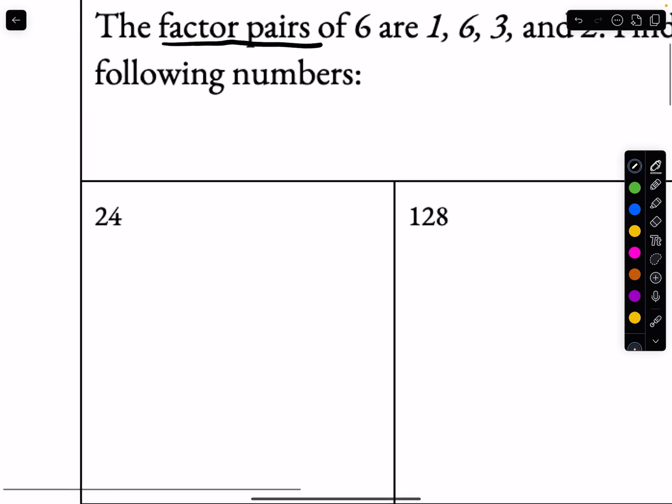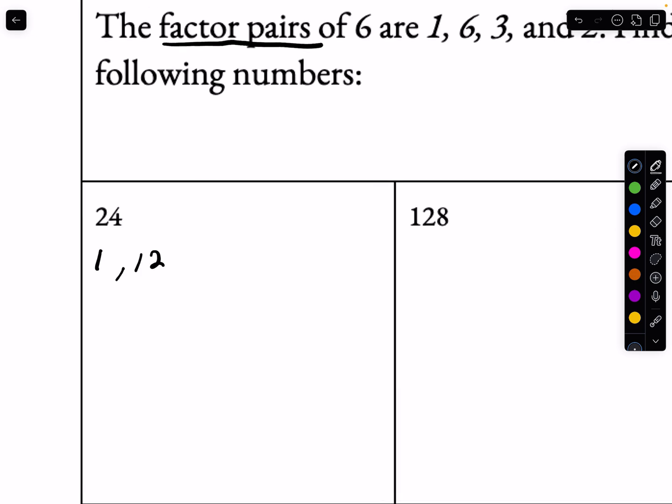Then you can list out the factor pairs right here: 1 and 24, 2 and 12, 3 and 8, and then 4 and 6. Those are all the numbers that multiply together to get you to 24.